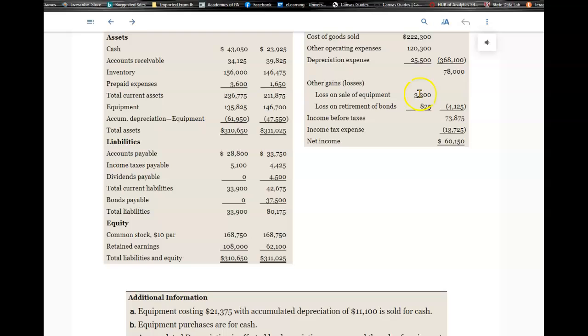equipment. Well, since we know that gain or loss is calculated by taking whatever it is we got for it, the cash received, minus the historical value, the book value, historical value minus the accumulated depreciation, which is the book value. So that cash received minus that book value is going to equal either a gain or a loss. In this case, it's a loss, which means that the cash received was less than the book value of the asset. By how much? By $3,300.